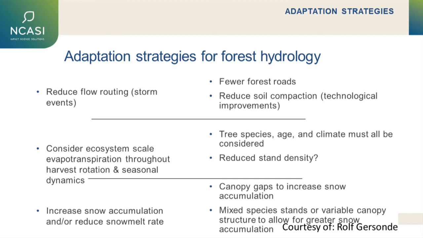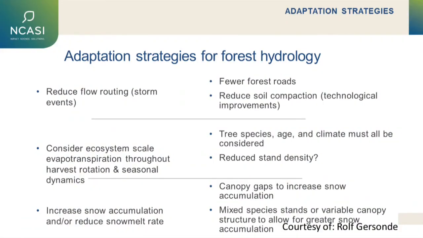And so that includes thinking about it throughout the entire harvest rotation and also thinking about some of those specific seasonal dynamics. So ultimately, those strategies need to consider tree species, age, and climate. And there's a lot of good ideas here today already about what some of those strategies may look like. There is a question of whether or not reducing stand density will actually increase water availability. And I think using the example of the mountain pine beetle, sometimes reducing transpiration of an overstory species may not actually reduce evapotranspiration at the ecosystem level. And I think this is still a question where we need more research.